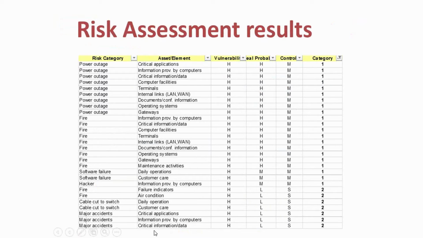And one of the results, this is from a customer, is a risk category, asset at risk, vulnerability, probability, controls in place, and then categorize. And then you continue to analyze category 1, 2, and whatever that you decide. This is just one example of the result.